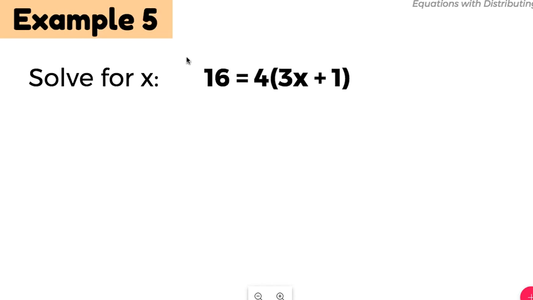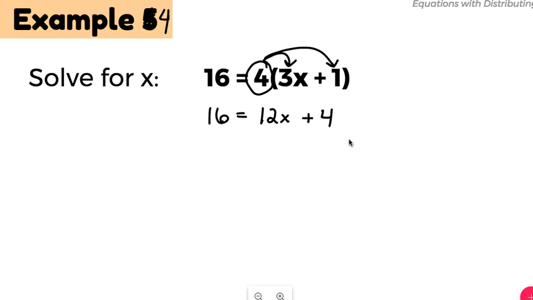Last example, it's actually example 4. Start by simplifying my right-hand side here, following the order of operations. Remember, when we simplify, we go through the order of operations. Can't do anything in the grouping symbols. No exponents. So the next thing is multiplication, which is where the distributive property comes in. I get 4 times 3x is 12x. 4 times 1 is 4. Nothing left to simplify. So now I have a simple two-step equation.